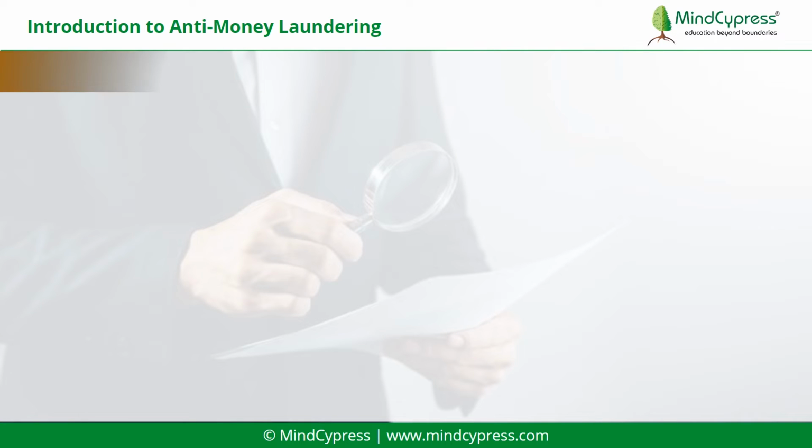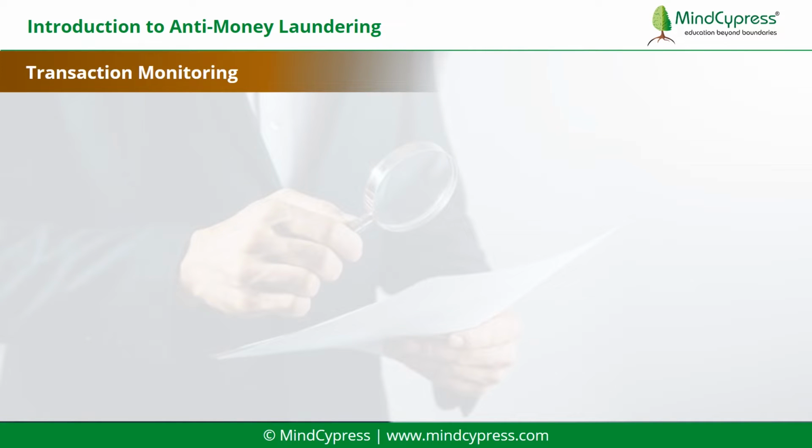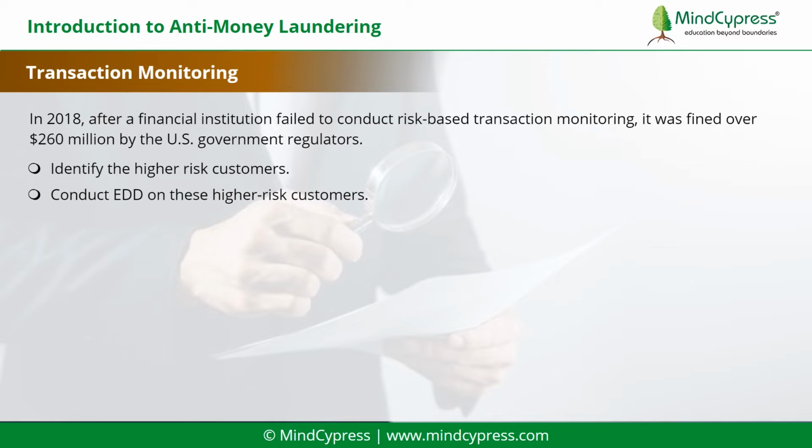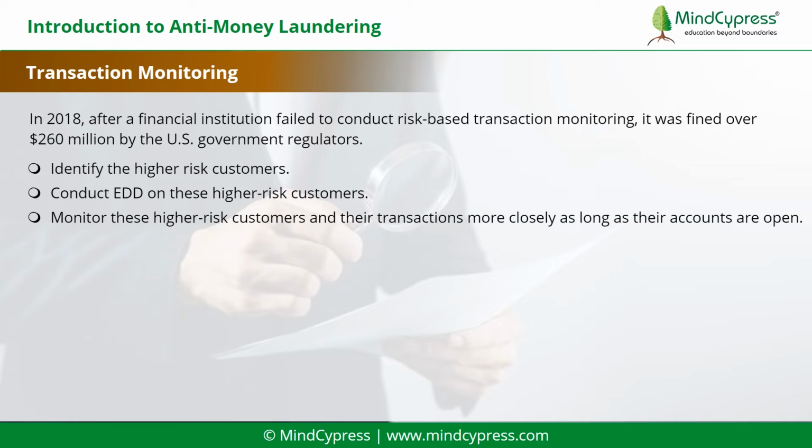Let's understand transaction monitoring. Financial institutions are required to conduct risk-based monitoring. In 2018, after a financial institution failed to conduct risk-based transaction monitoring, it was fined over $260 million by U.S. government regulators. In order to fully comply with the BSA/AML examination manual, a financial institution must, first, identify the higher-risk customers. Second, conduct EDD on these higher-risk customers. And third, monitor these higher-risk customers and their transactions more closely as long as their accounts are open.